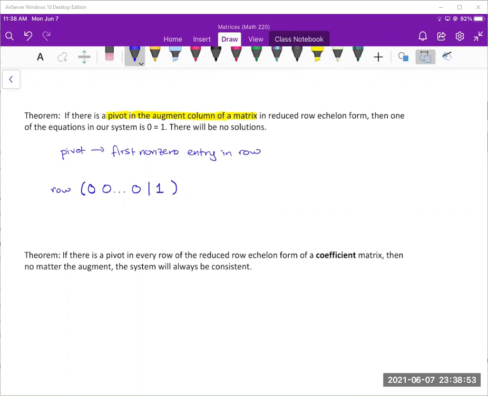And we know how to read this off. That means that we have 0 times each one of our unknowns. We sum them all up. They're all just equal to 0. And then this is supposed to be equal to 1. Well, that's never true. This is inconsistent. Okay. So having a pivot in the augment column of a matrix in reduced row echelon form means that we have encoded the equation 0 equals 1. And because that's not true, there are no solutions.